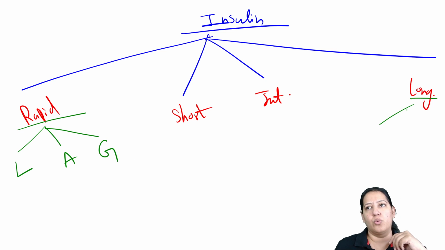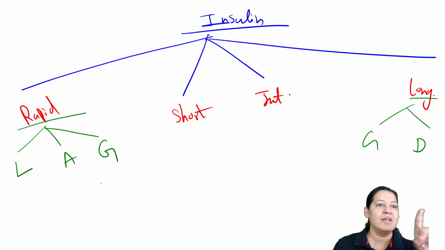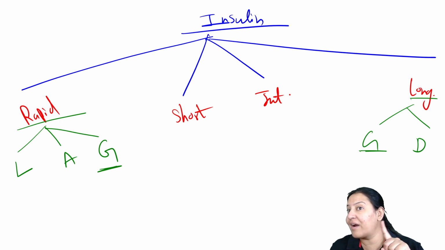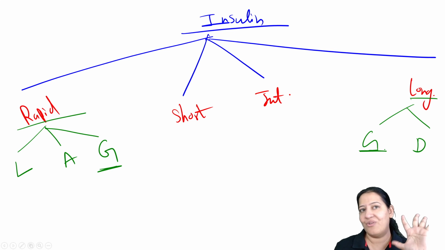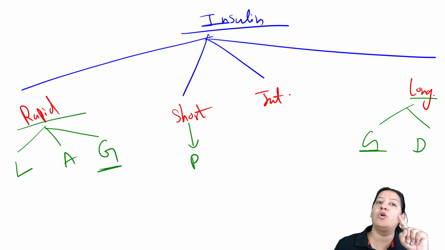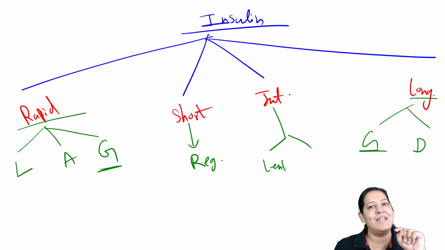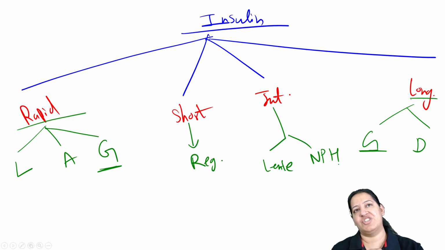Long acting are 2. What are they? Glargine and detemir. This is glulisine, this is glargine. Please don't get confused, right? Short acting is only one, regular, and intermediate are 2. What are the 2? Lente and neutral protamine Hagedorn, NPH. So please tell me the structure of each of them.